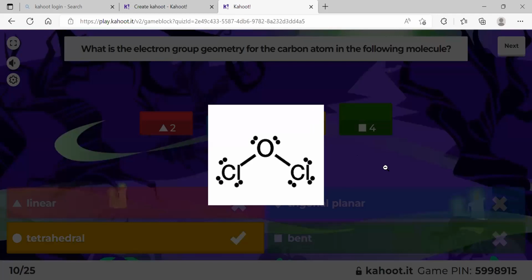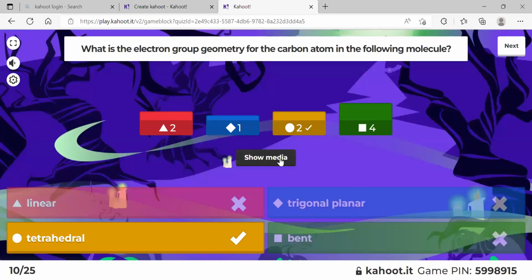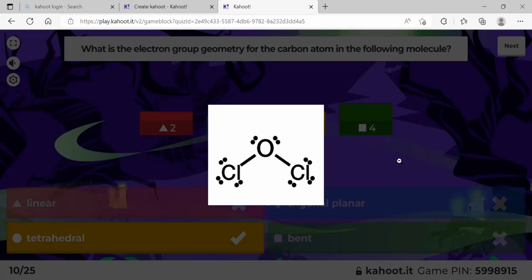Sorry, that was just worded poorly because it said for the carbon atom and it's for the oxygen. So I apologize for that. But in general, when it comes to looking at electron group geometry, remember that electron group geometry depends on the electron groups, okay? And the electron groups in this molecule are always around the central atom.